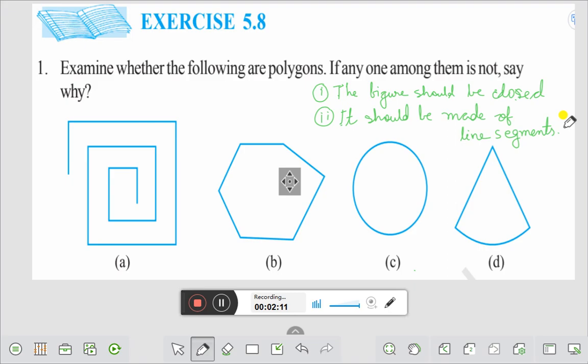Now you see in the first case, that is question number A, it is not a closed figure, therefore it is not a polygon, right? Therefore question A is not a polygon.